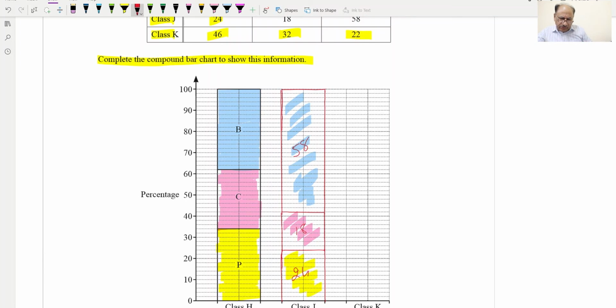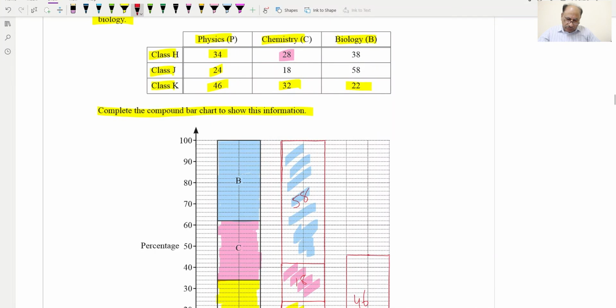So 46 will be up to this mark. We can join this bar like this one, and we exactly draw the line to avoid any mistake. So this will be the exact bar which we have drawn, then this will be 46, and the next bar is what? Next bar will be 32. So 46 plus 32 will be 78.